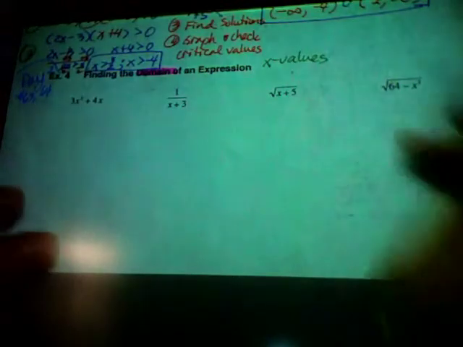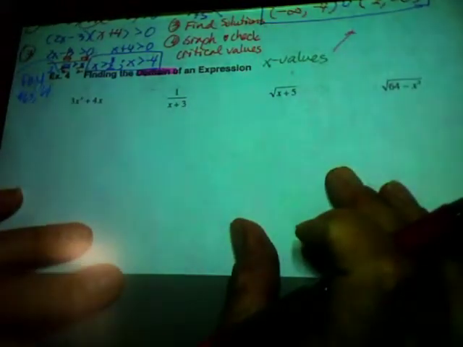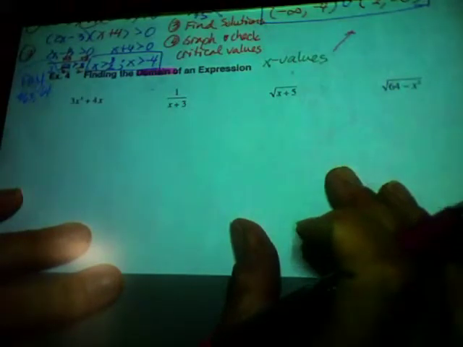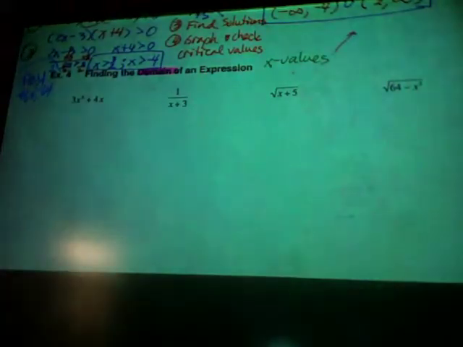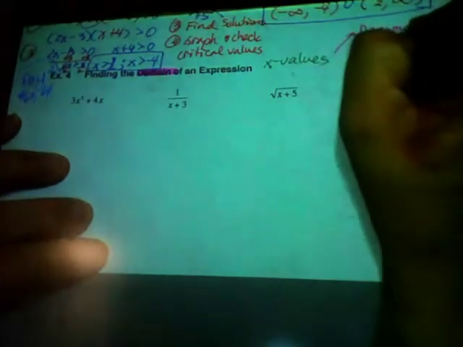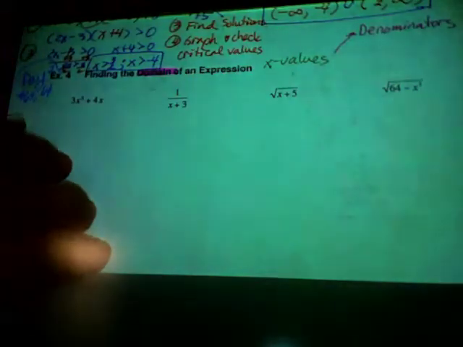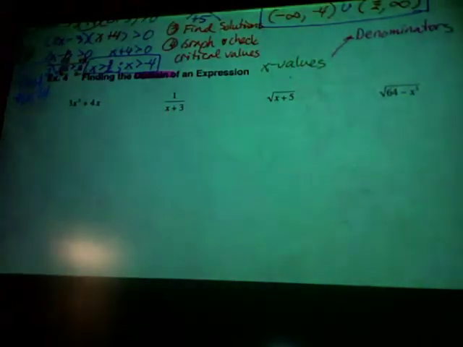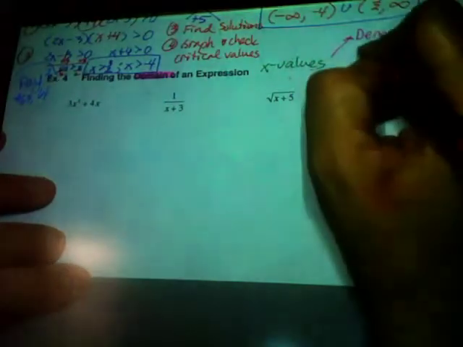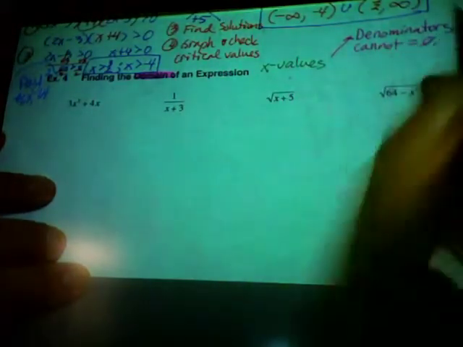We already talked about one of them today when we were going over homework, right? What are some things? Holes, caused by the denominator. So denominators. Your denominators will create a restriction to your domain. In other words, they cannot equal 0. So that's one thing.